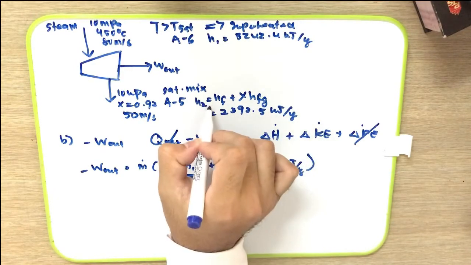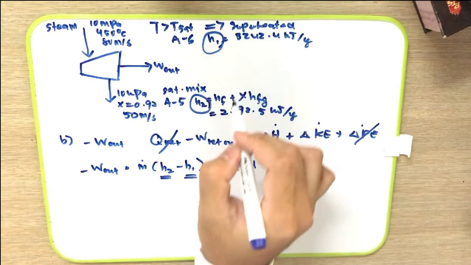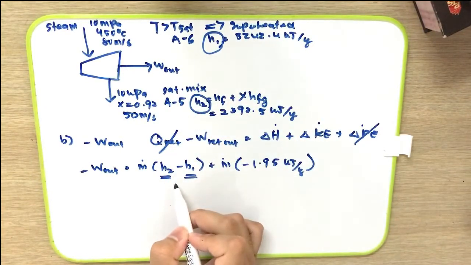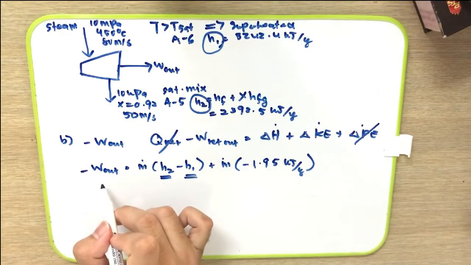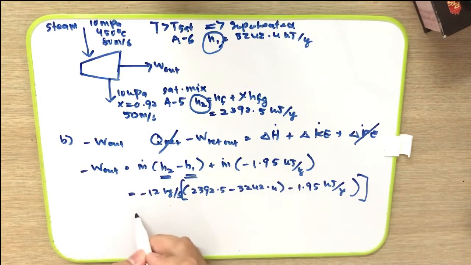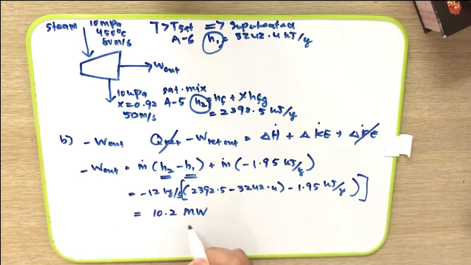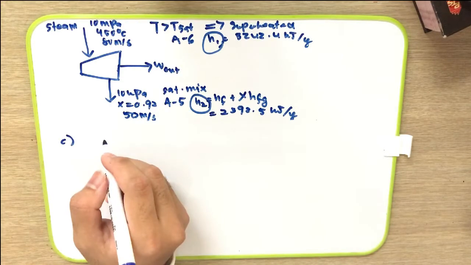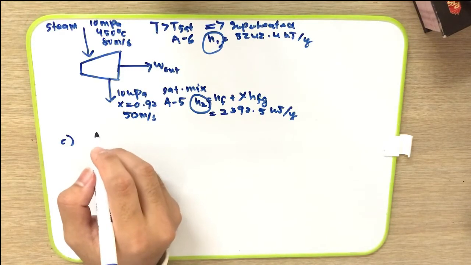Now we have found the H2 and also H1, so we can substitute inside this equation in order to find the W out. So then we substitute all the values, then we solve, and we will get the W out is equal to 10.2 megawatt. So that's how we find the W out. Next, we have to find the turbine inlet area.